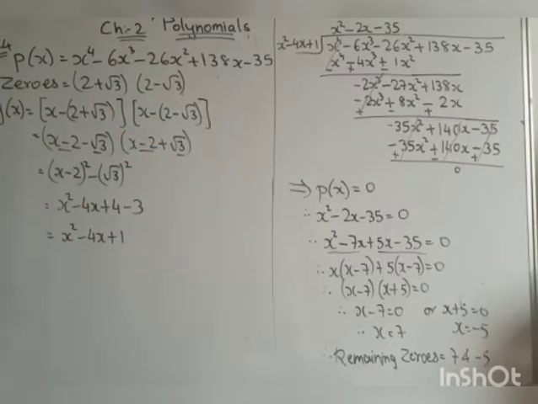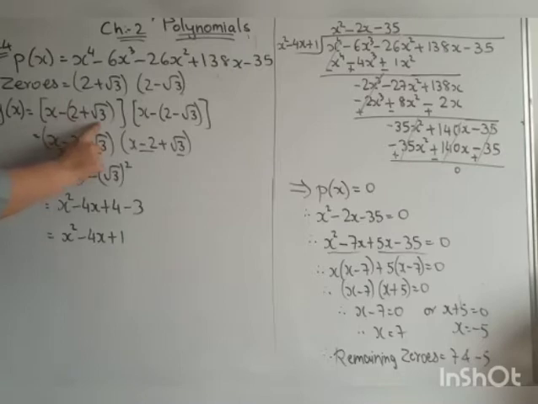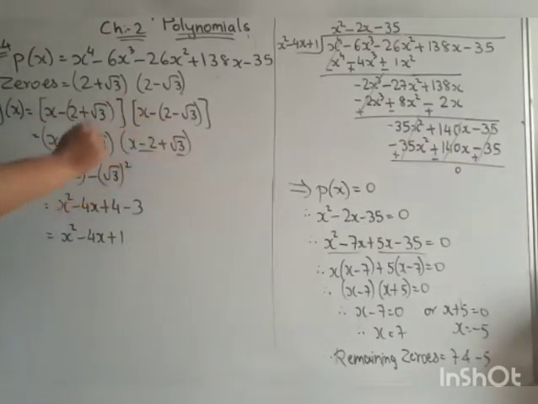Now this type of sum we have already done in 2.3. Now p of x is there, so we have to find the divisor, that is g of x. From the zeros, if we want to form g of x, what do we have to do? In front of these zeros, we have to write x minus. So in front of 2 plus root 3, I have written x minus, and in front of 2 minus root 3, I have written x minus.